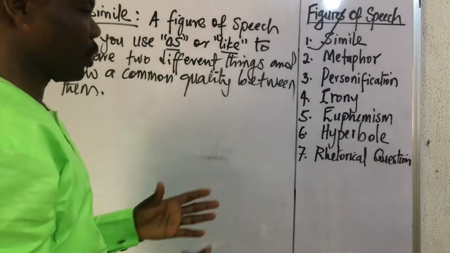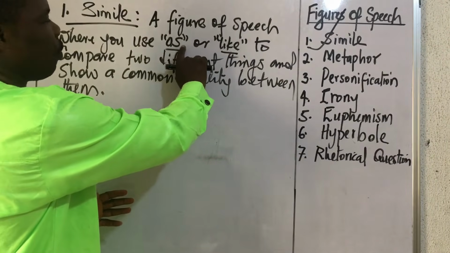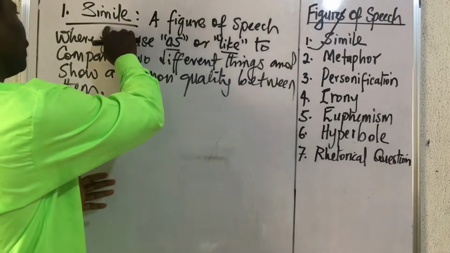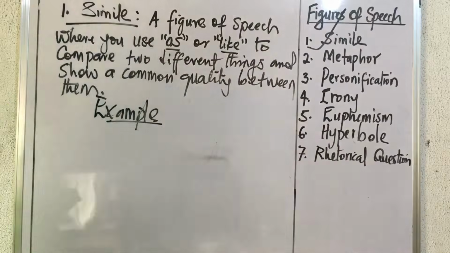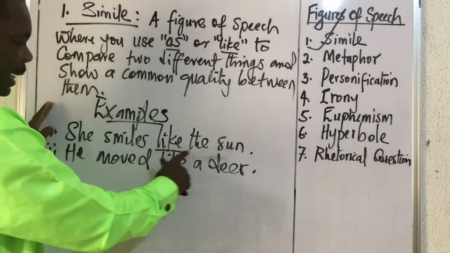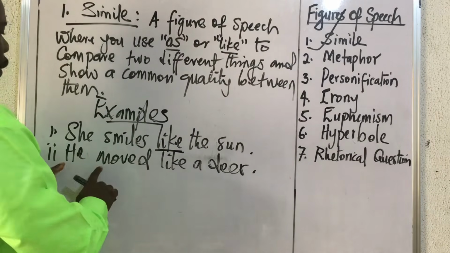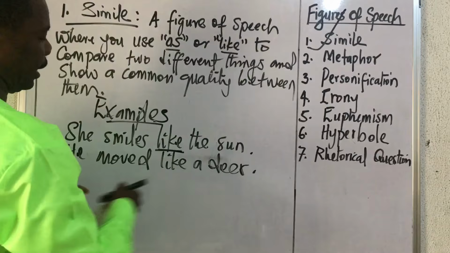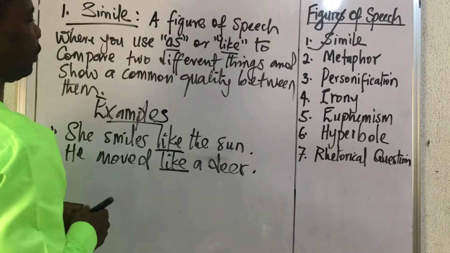So when you have an expression that is comparing two different things by using words like as or like, you know that it is what? Simile. For example, she smiles like the sun. So take note of the use of like here. Number two, he moved like a deer. Take note of the same word here, like. This is all about simile.